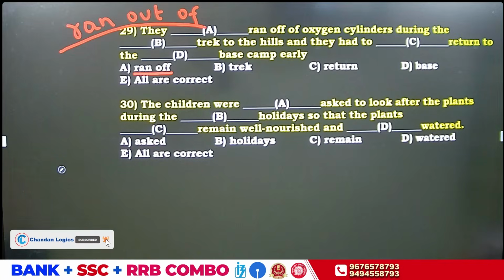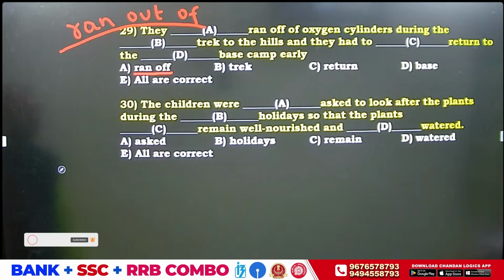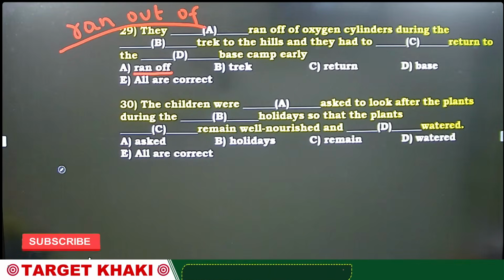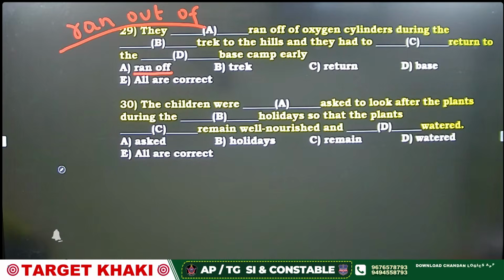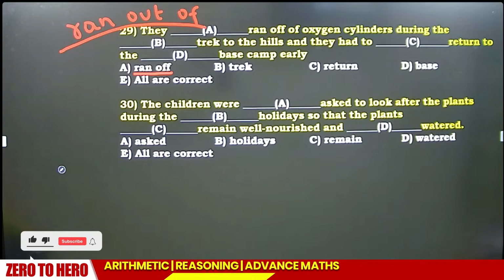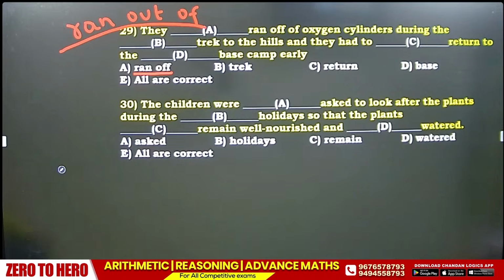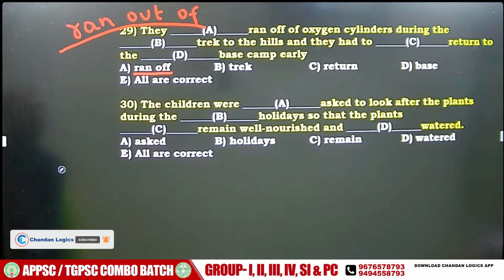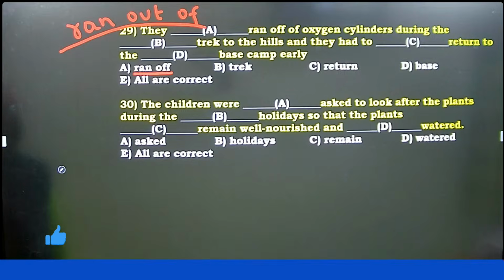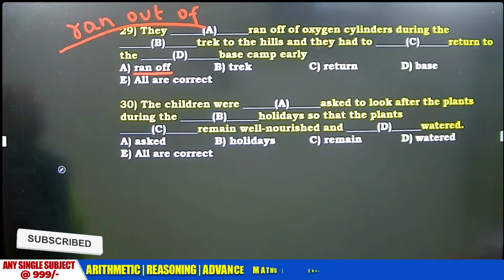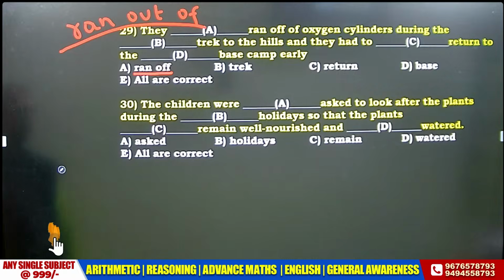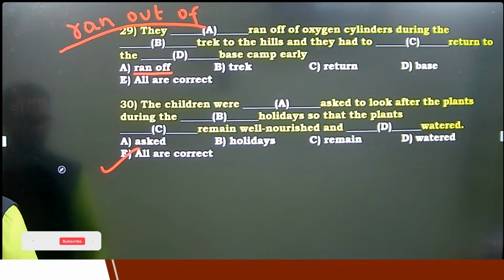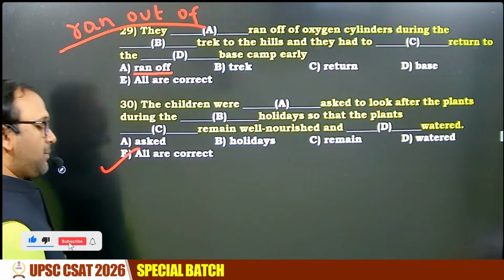Easy paper today, so not much discussion. It's a straight sixer. Today's paper is a sixer paper. You don't have to work hard. Straight ball, and you just hit the ball, a boundary. The ball goes off the stadium. The children were asked to look after the plants during the holidays so that the plants remain well nourished and watered. All are perfect.